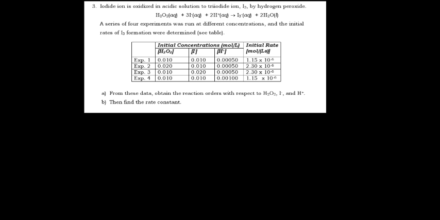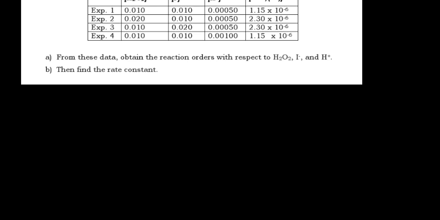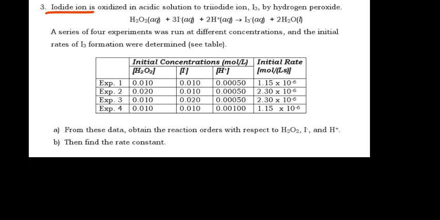So the question says iodide ion is oxidized in acidic solution to triiodide ion by hydrogen peroxide. A series of 4 experiments was run at different concentrations, and the initial rates of I3 formation were determined. From these data, obtain the reaction orders with respect to the three different reactants we are given.